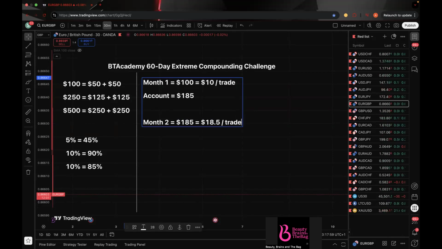So if we hit our profit target for the second month of 85%, that is going to mean that the account will grow from $185 to $342.